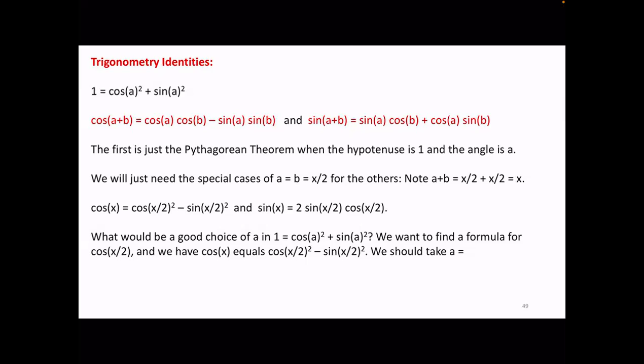Now I'm trying to get cosine of x halves. I have a formula involving cosine squared A plus sine squared A. What should I try for A?